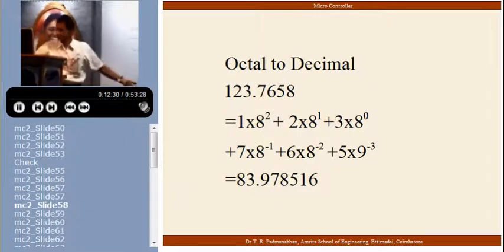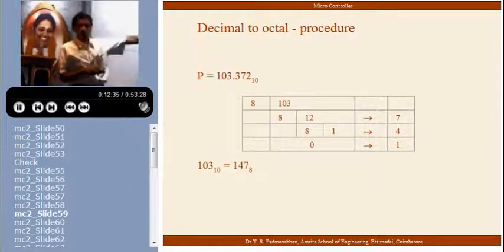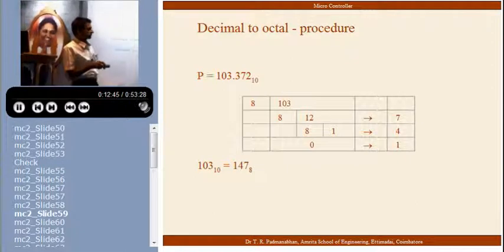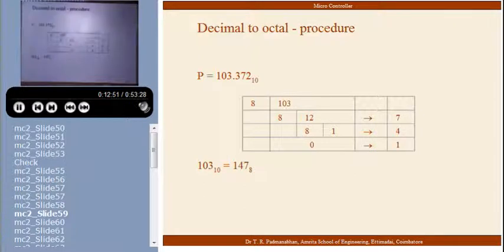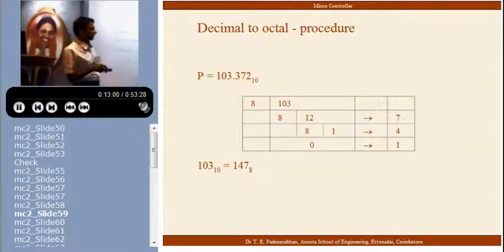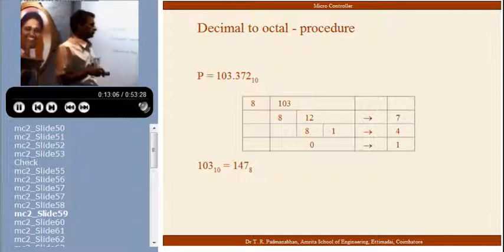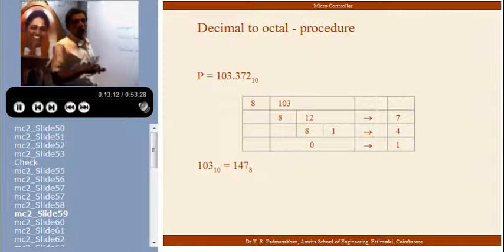Okay, just so the procedure is clear. Now, decimal to octal, the procedure is the same as we did with the binary number. I have taken this number 103, divided by 8. When I divide by 8, I get 12 here, with remainder 7. I divide 12 by 8, I get 1 as the quotient, 4 as the remainder. I divide 1 by 8, I get 0 as the quotient, 1 as the remainder. So the converted number is 7 at the rightmost position, 4, 1.